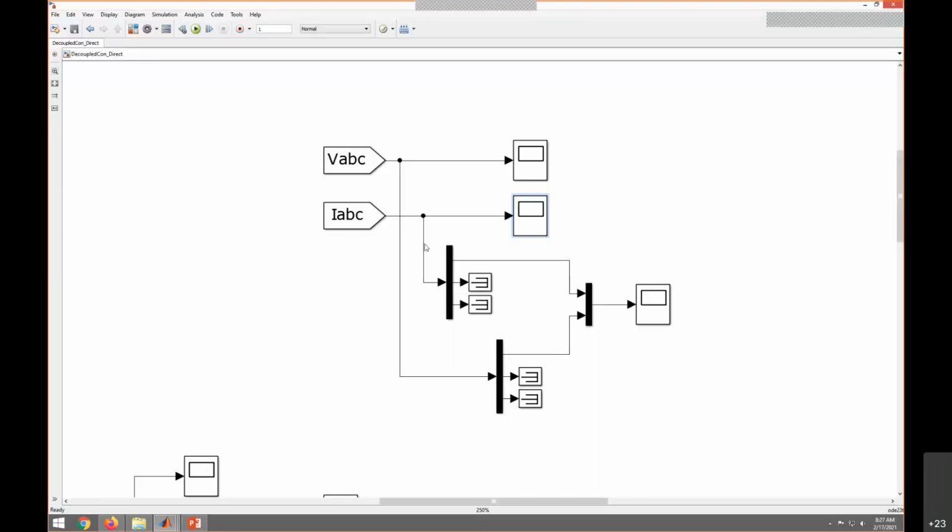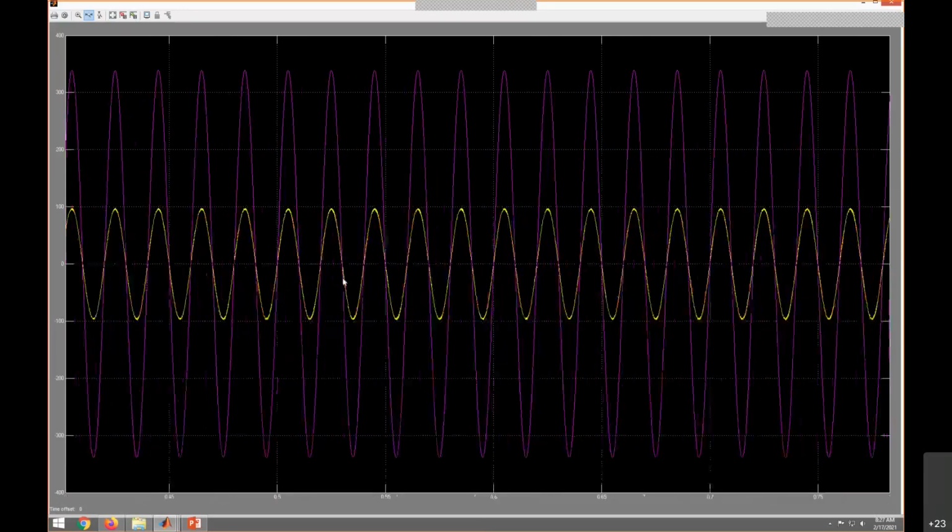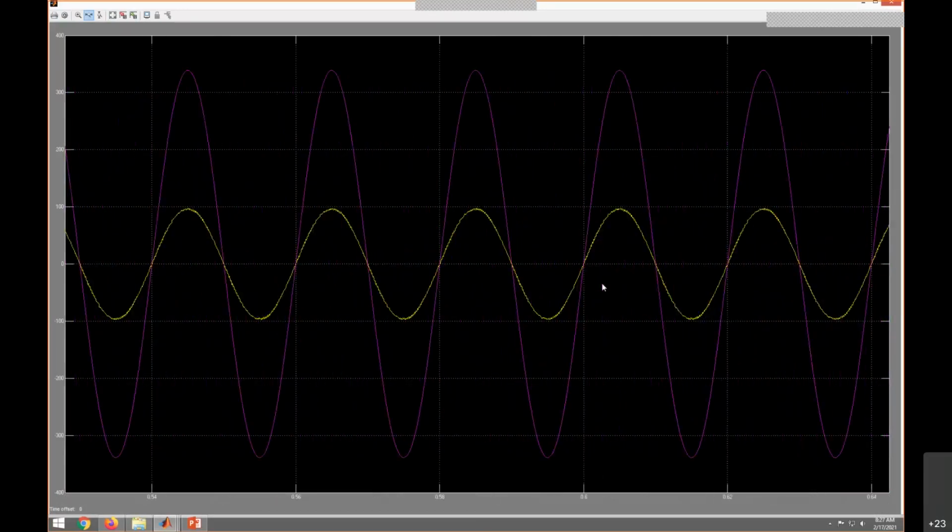So this is A phase voltage and this is A phase current and this A phase voltage. So I'm checking these two in scope to check whether these are in phase or not. So you can cross check that. So both are in phase, right? So A phase and B phase. So both are in phase.